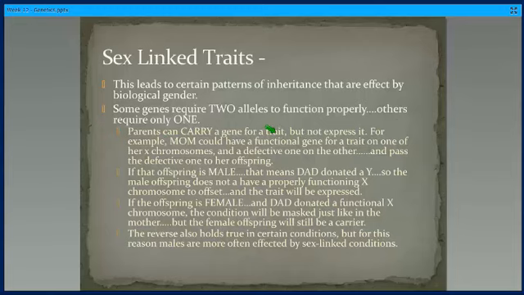Parents can carry a gene for a trait but not express it. For example, mom could have a functional gene for a trait on one of her X chromosomes and a defective one on the other. But since she has one that works fine, that's all she needs. But she's still carrying the defective one, and she could pass that on to her offspring just through random happenstance.